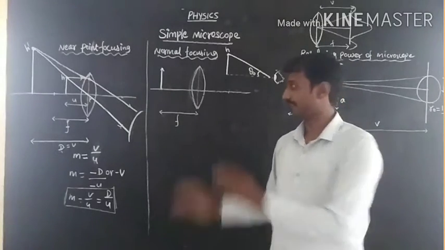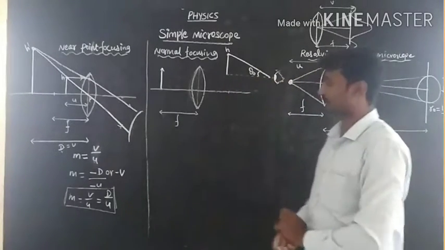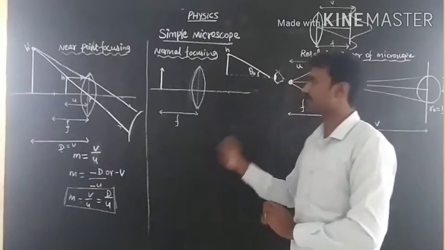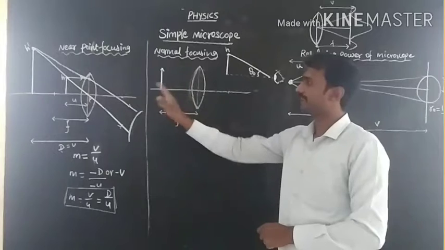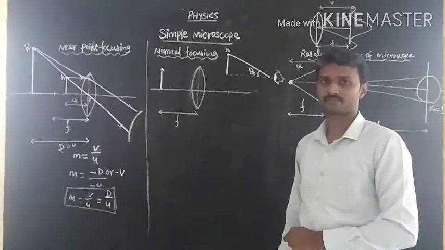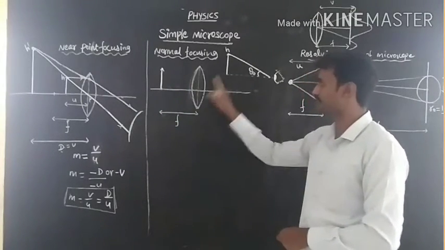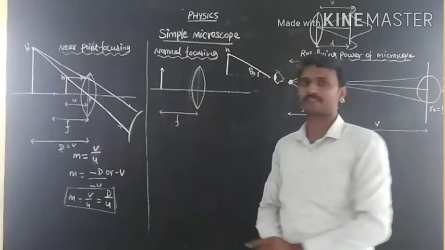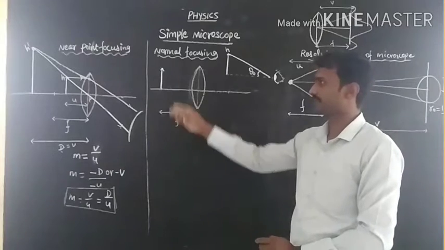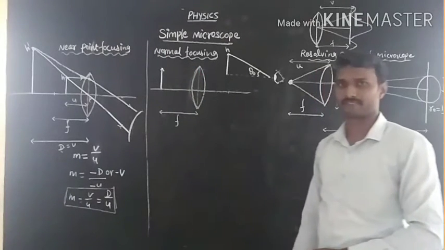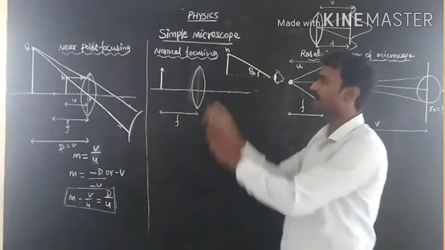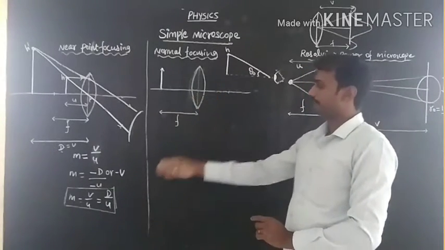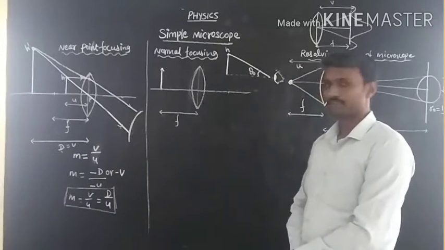So for a simple microscope we need an erect and magnified image. We must place the object either in between the principal focus and the optic center, or at the principal focus. If the object is placed in between the principal focus and the optic center, it is known as near point focusing. In this near point focusing, we get the magnification m equal to v by u.